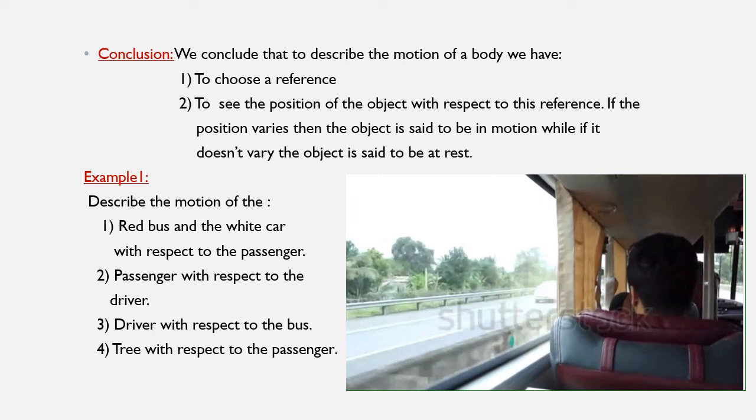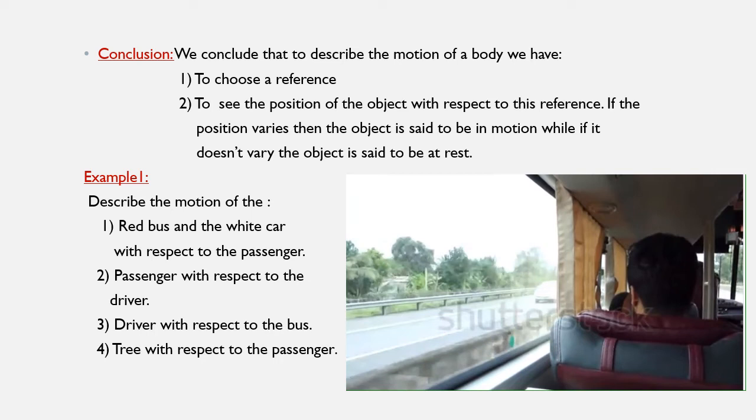Part 4. The tree with respect to the passenger. Here, our reference is the passenger. The distance between the tree and the passenger varies since the bus is moving. So we can conclude that the tree is in motion with respect to the passenger.